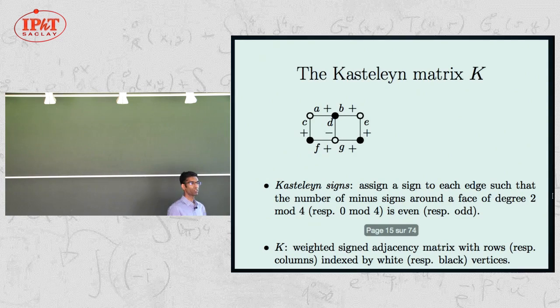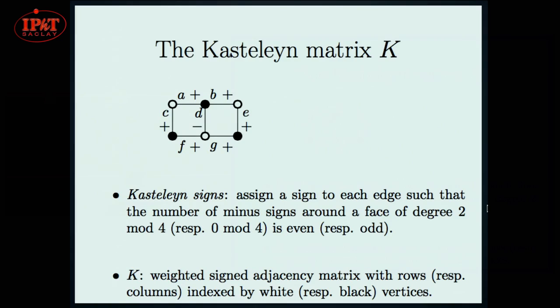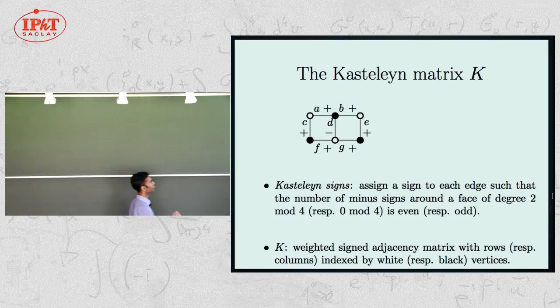And this additional information is a sign on each edge of the graph, and this assignment of signs should satisfy a certain condition called the Kasteleyn sign condition. What is this condition? Whenever you have a face, each face, I recall, since the graph is bipartite, has even degree. So it's either degree 0 modulo 4 or 2 modulo 4. The Kasteleyn sign condition says that whenever you have a face of degree 2 modulo 4, then there should be an even number of minus signs around that face. And whenever you have a face of degree 0 modulo 4, then you should have an odd number of minus signs around that face.